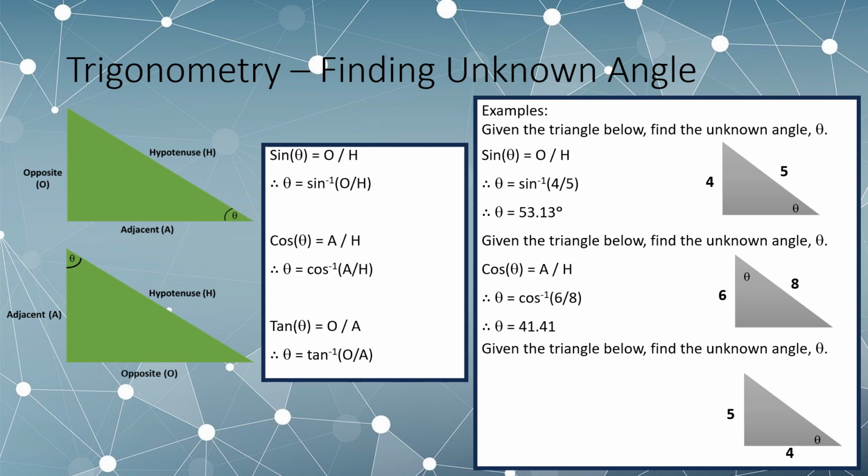Our final example, we can see straight away we don't have our hypotenuse, so we'll be using tan in this case. Our opposite is 5, and our adjacent is 4. Therefore, our angle will be equal to tan to the negative 1 of 5 over 4. This gives us an angle of 51.34 degrees.